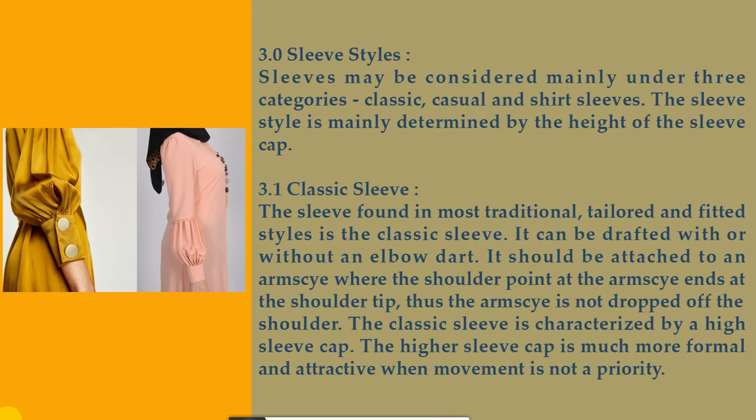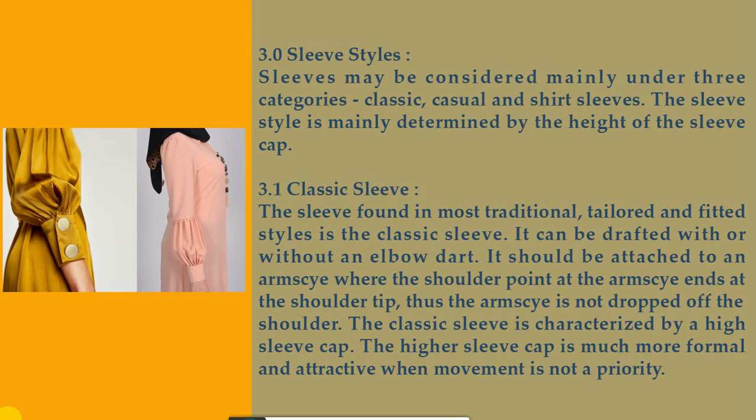3.0 Sleeve styles. Sleeves may be considered mainly under three categories: classic, casual and shirt sleeves. The sleeve style is mainly determined by the height of the sleeve cap. 3.1 Classic sleeve. The sleeve found in most traditional, tailored and fitted styles is the classic sleeve. It can be drafted with or without an elbow dart.